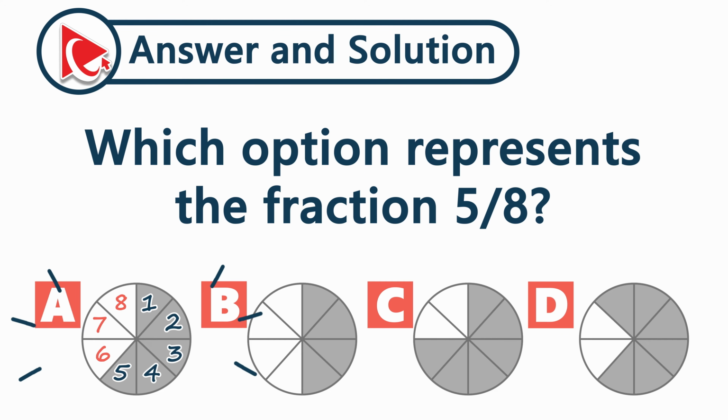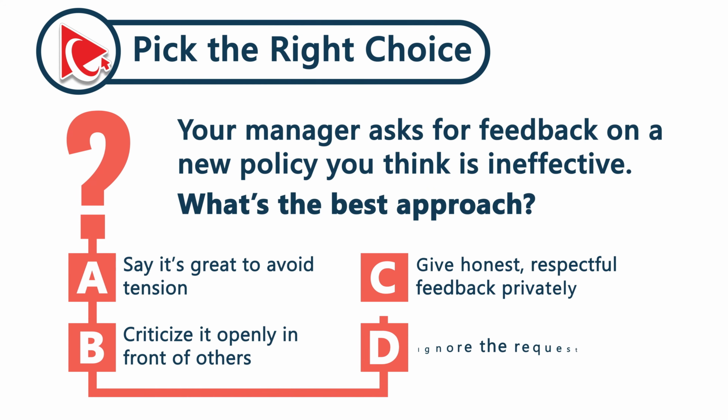If you have selected option A, well done. Let's break it down. The circle has 8 equal parts. 5 of them are shaded. That's exactly what 5/8 means. Simple, clean, and precise.